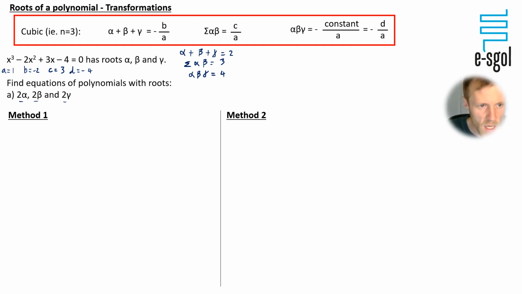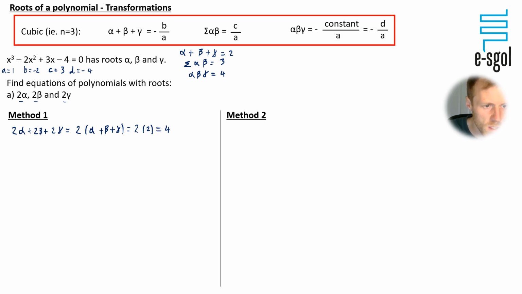method is to think about, well, what about the sum of these new roots, 2 alpha plus 2 beta plus 2 gamma? Well, that is 2 lots of alpha plus beta plus gamma. And we already have alpha plus beta plus gamma, so it's 2 lots of 2, which is 4.